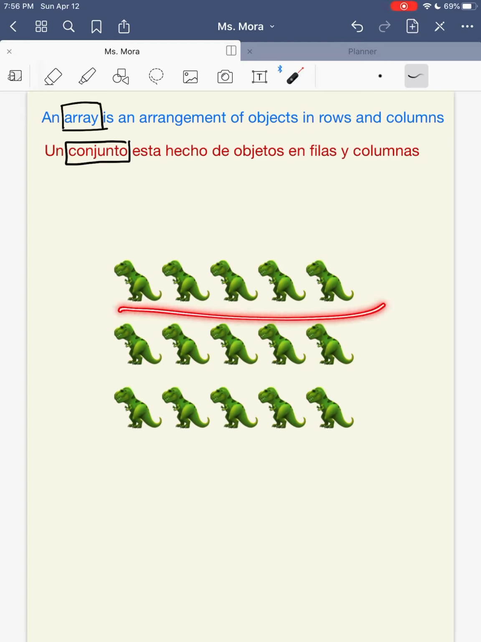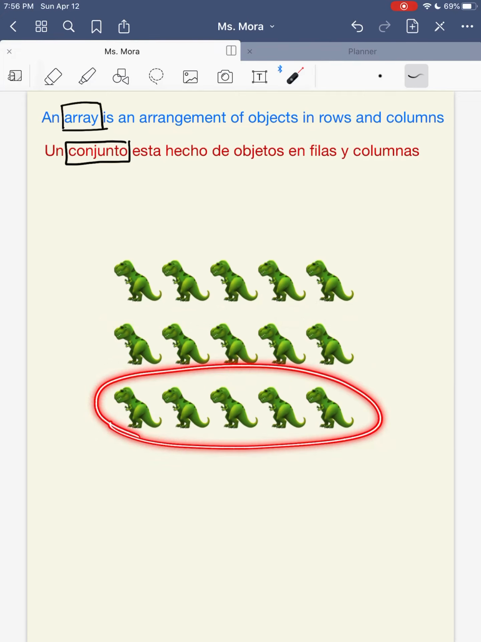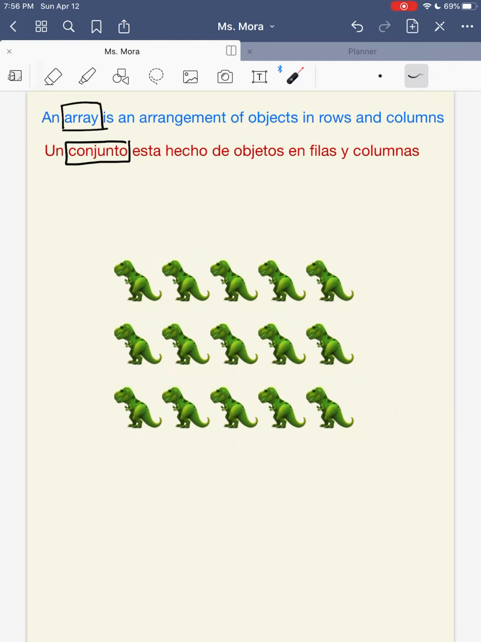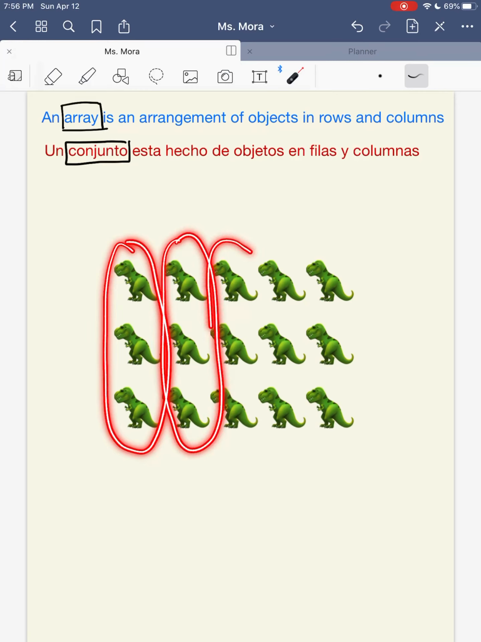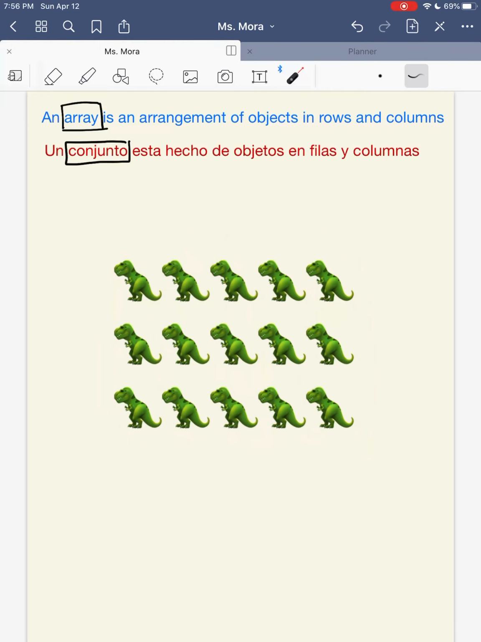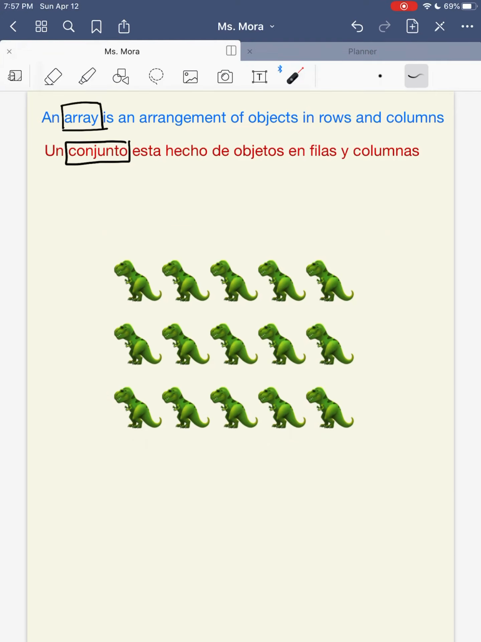And if I want to count the rows, si quiero contar las filas, remember rows go across. So this would be 1 row of dinosaurs, 2 rows of dinosaurs, and 3 rows of dinosaurs. Esas serían mis filas. 1, 2, 3. Alright. Then, if I want to count my columns, si quiero contar mis columnas, columns go up and down. So this would be 1 column, 2 columns, 3 columns, 4 columns, and 5 columns. Esas serían mis columnas. Alright, but this whole thing is called my array. Esto entero se llama conjunto.